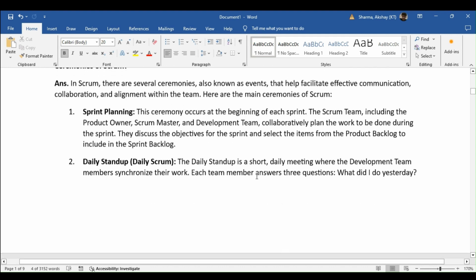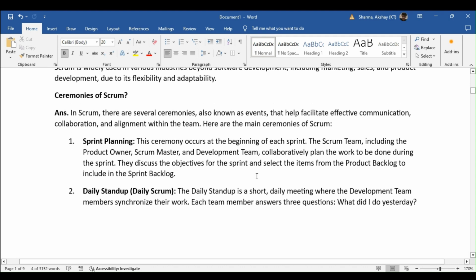Okay, let's move on to the next part of the video, which is the ceremonies of the Scrum. This is the most important thing. In most interviews, this question might be asked: what is Scrum and what are its ceremonies? They would not be looking for the aspects of the Scrum, but for the ceremonies of the Scrum, which is the most important thing.